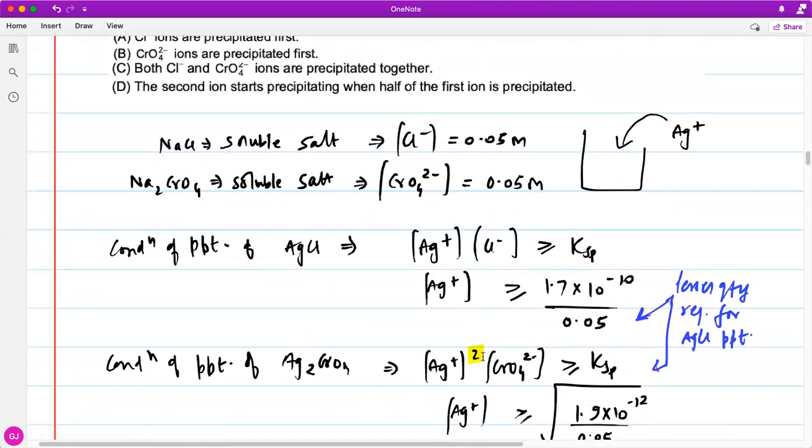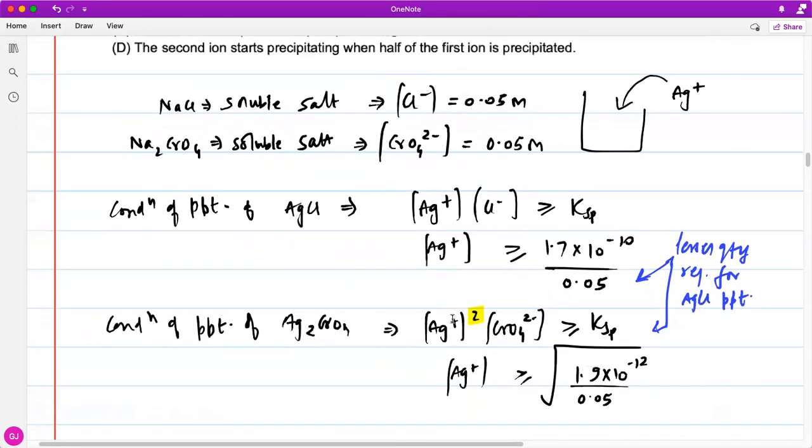Don't forget about the stoichiometry, that plays an important role. And based on that, we see that the moles of Ag plus required for chloride ion will be lesser, and hence the Cl minus ions will precipitate first.